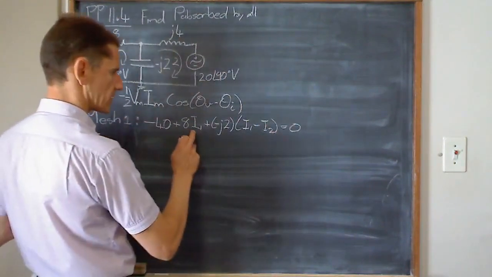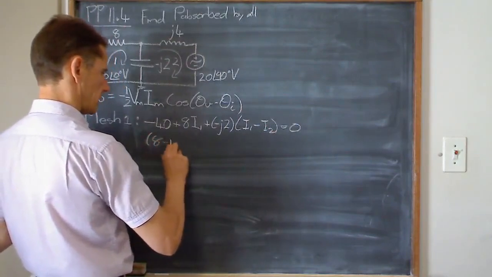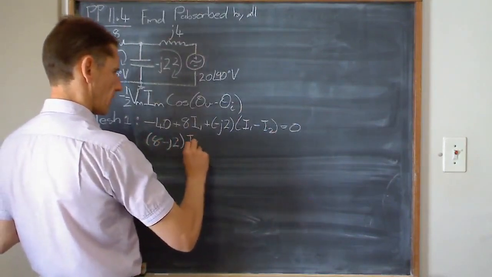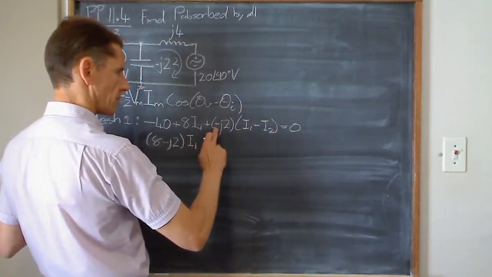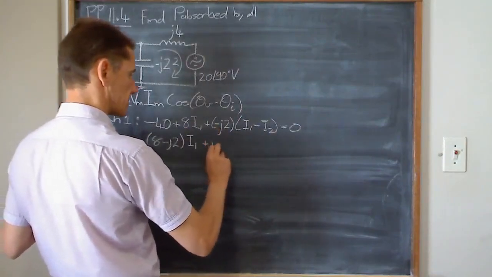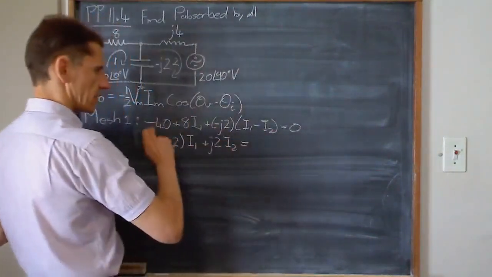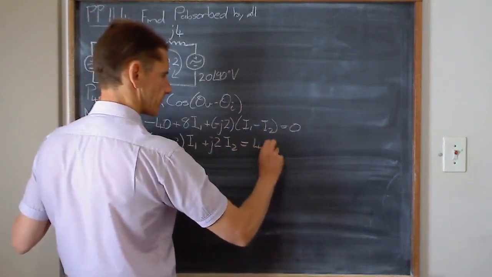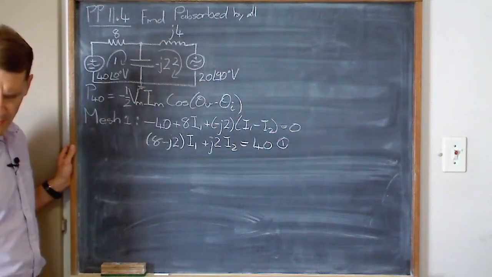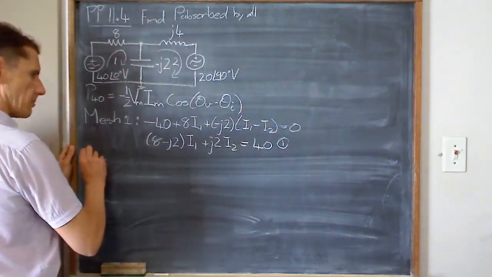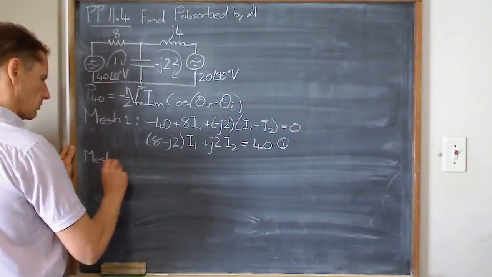Let's look for all the I1s. There's a 8, there's a minus J2, so it's 8 minus J2, I1. I2's minus gives me a plus, so it's a plus J2, I2 equals, and then the minus 40 goes over, gives me equation number 1. Right, that's pretty straightforward. Right, mesh number 2.